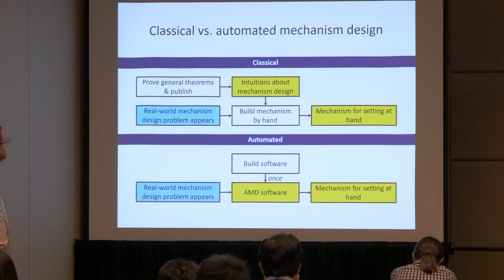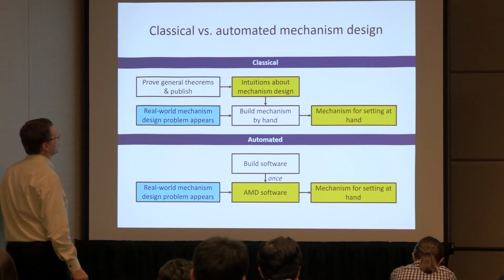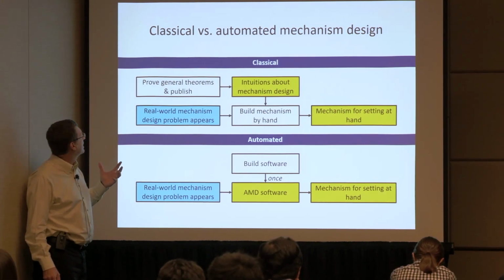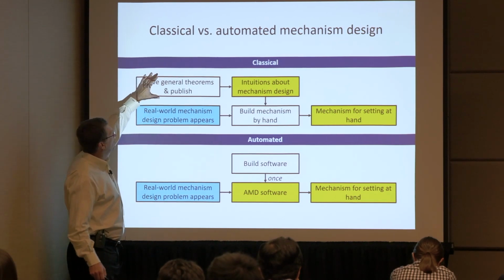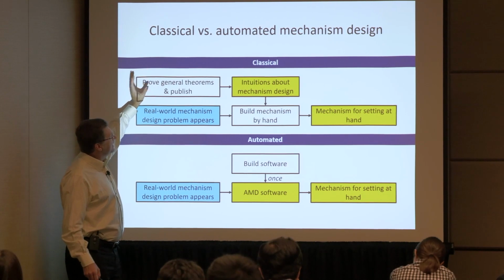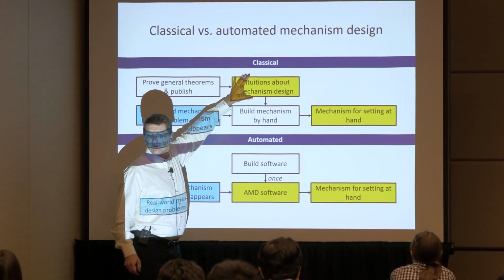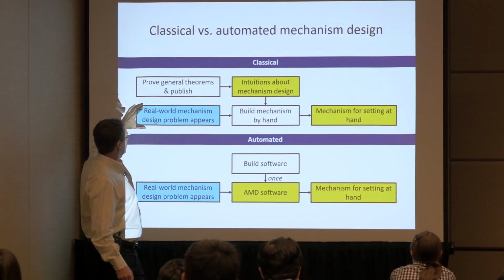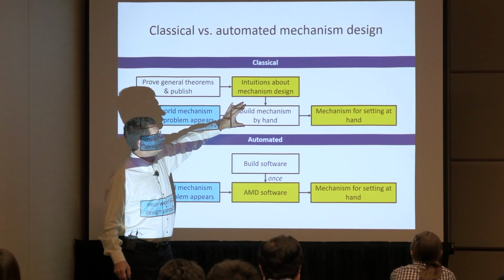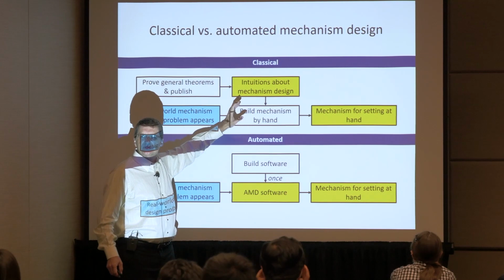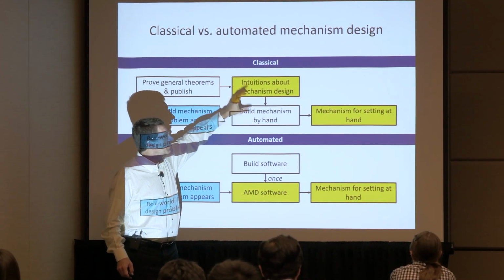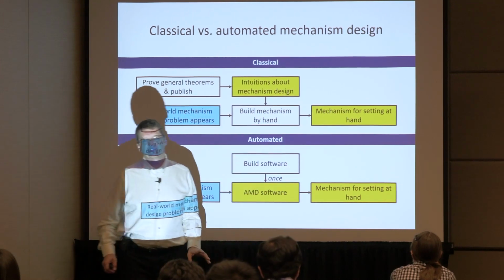All right. So here's a picture of classical versus automated mechanism design. Classically, how you use mechanism design in practice is that you prove general theorems and publish and read other people's publications. Then you draw some insights from those papers. And then when the real-world mechanism design problem appears, you build a mechanism for it by hand. That's sort of using the insights, but not really using the mechanisms from the papers. And then you get the mechanism for the setting at hand.